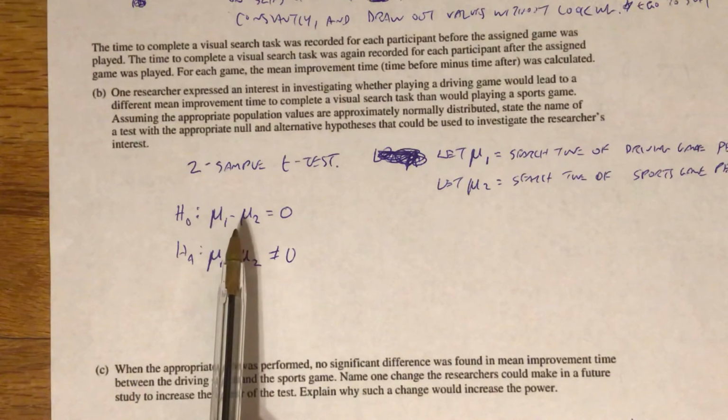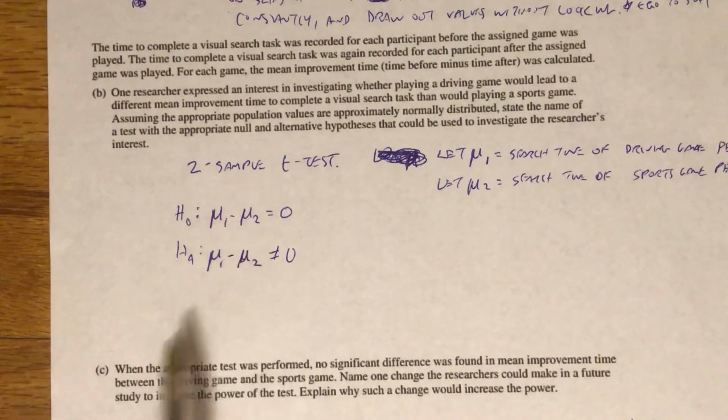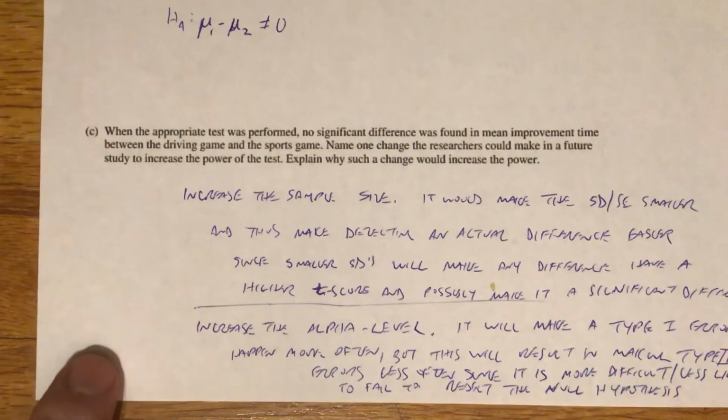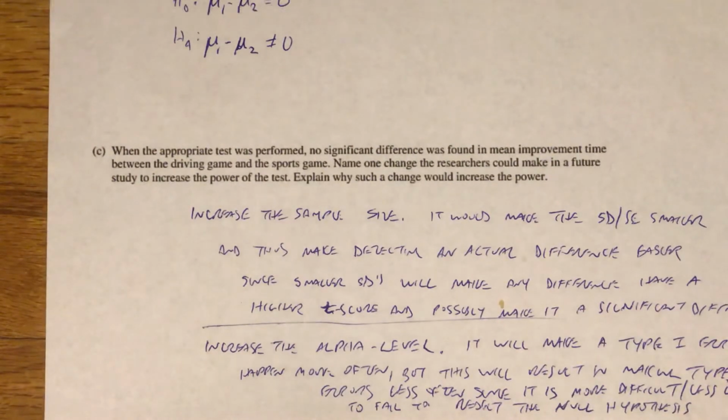The problem is if one game's only better by like 2 seconds, it's hard to prove that it's the game itself and not just natural variation in the samples. So power is our ability to see that if there is a difference, can we attribute it to a difference in the population and not just natural variation of the samples that we took.